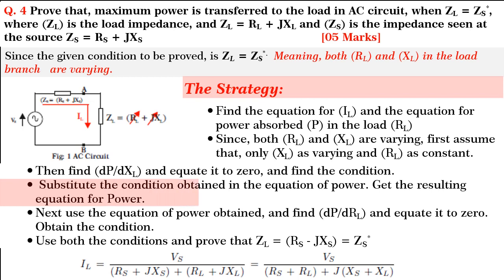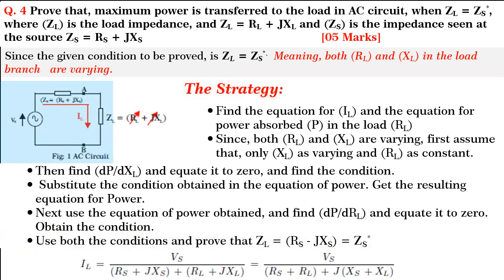Substitute this condition obtained in the equation of power and get the resulting equation for power. Next, use the equation of power obtained and find dP by dRL and equate it to 0 and obtain the condition. Then, use both the conditions and prove that ZL is equal to ZS conjugate.